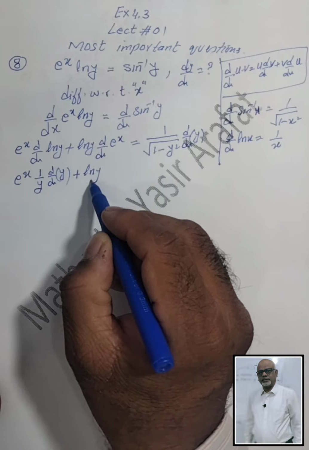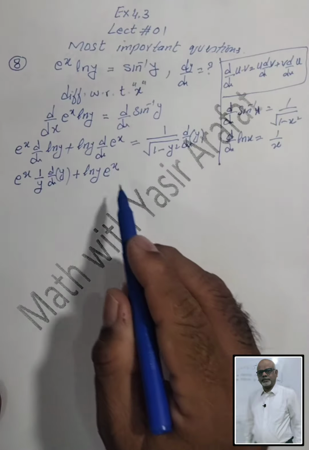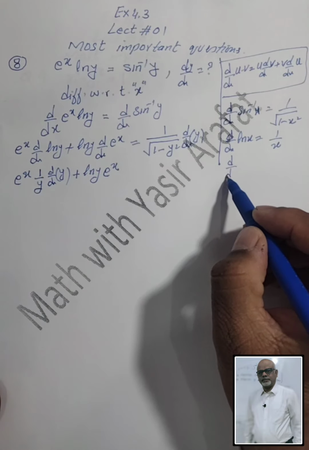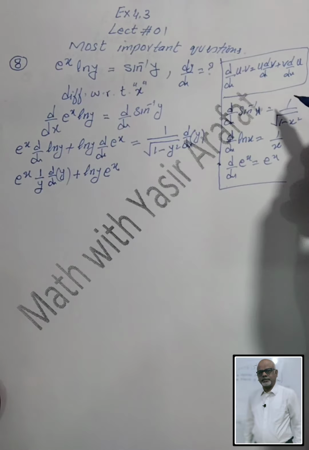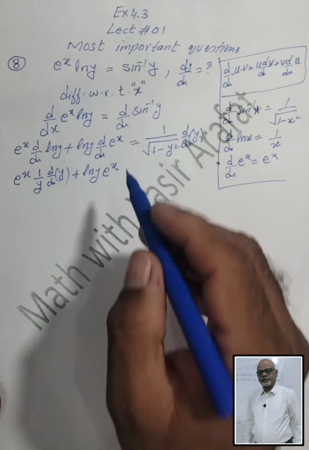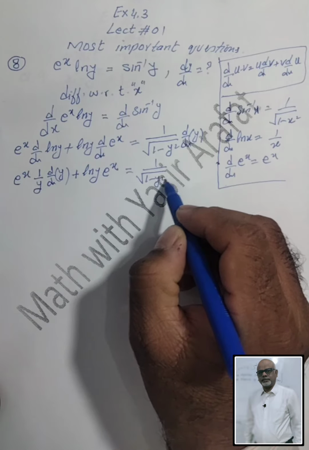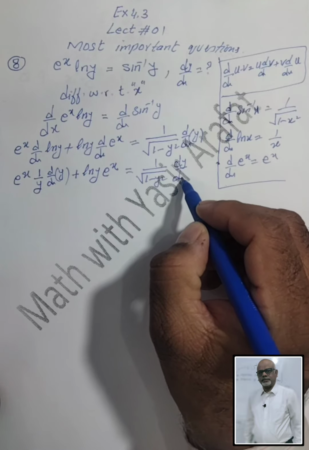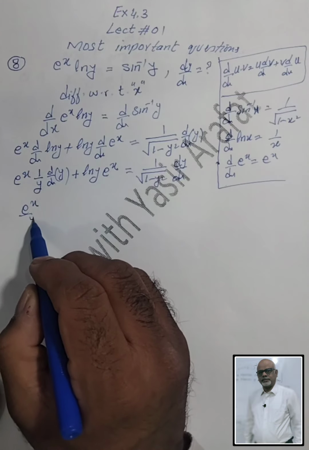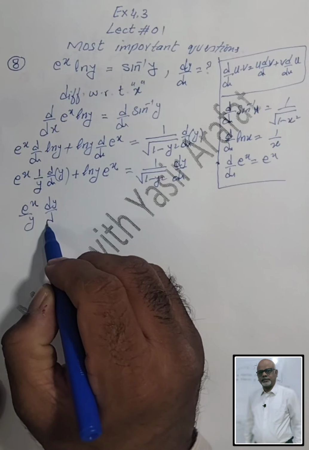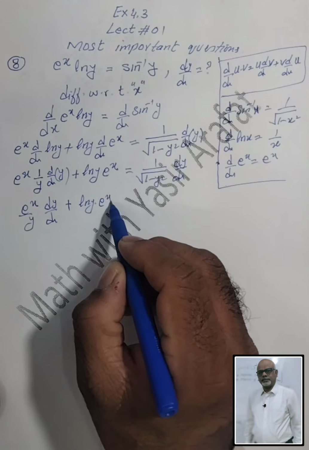And this is ln y, and this is e to the power x. The derivative of e to the power x remains the same. For the derivative of e to the power x, we have the formula here, that it remains the same. So these four formulas we have to apply in this question. We have to find out dy upon dx. So this is e to the power x over y into dy over dx, and this is ln y into e to the power x.